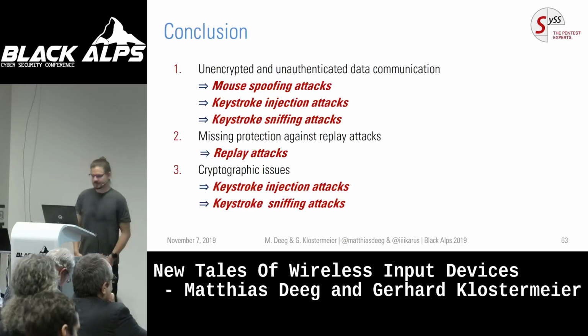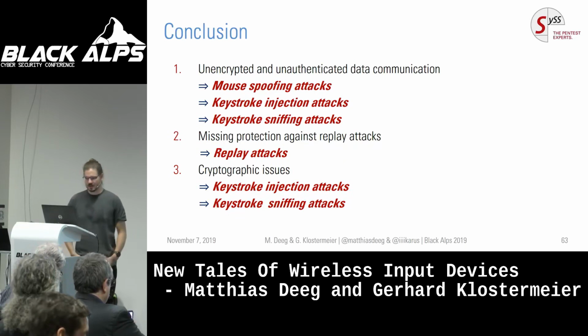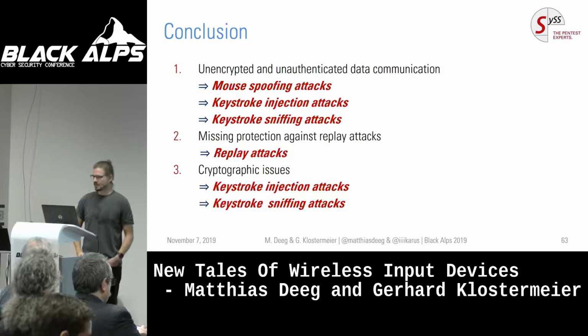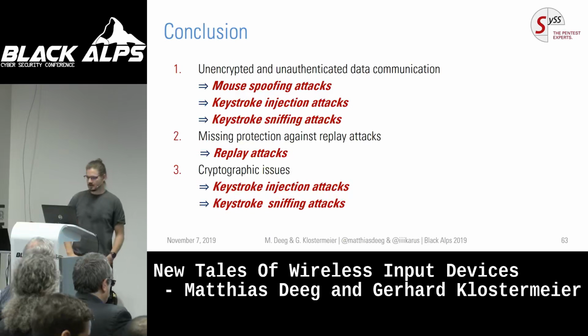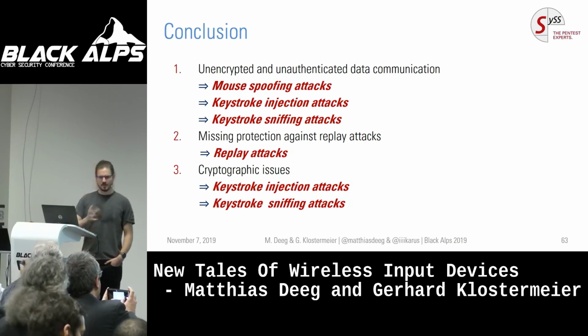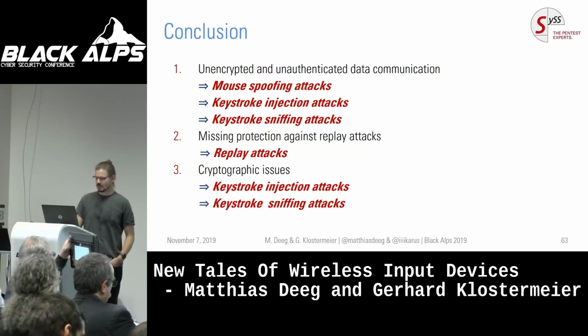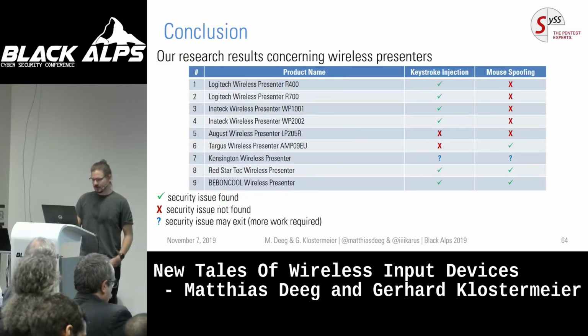So, conclusions. Unencrypted and unauthenticated data communication. Of course, this allowed us all the spoofing and injection attacks. Missing protection against replay attacks. Well, we can do replay. This is rather easy. And the cryptographic issues we saw, we can bypass some cryptographic things and inject keys. And in some cases, we are even able to decode the actual key strings there.